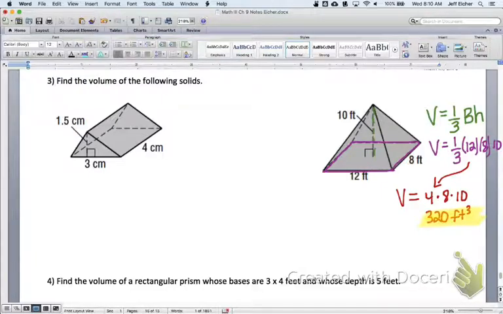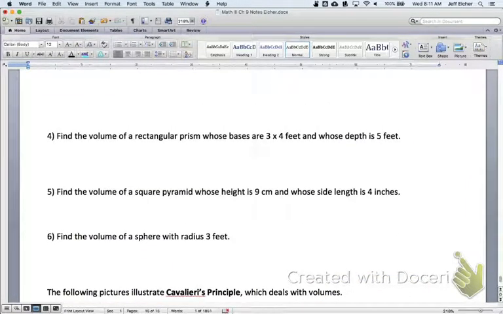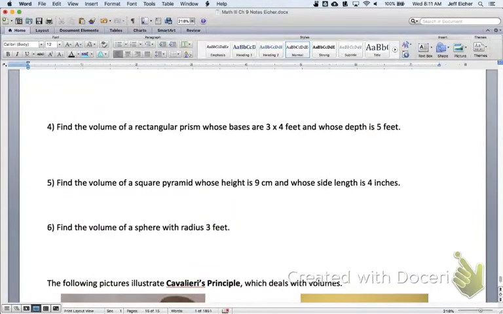So, here we are coming to a close. I would like you to try on your own, or with your neighbor, 4, 5, and 6. You'll notice 6 is talking about a sphere. You do have the volume formula on the front page, so plug those values in and get those answered for 4, 5, 6. Once you've finished 4, 5, and 6, please compare your answers with your neighbor, and I will come back soon and show you all of the answers. So please pause this video until everyone's ready to check out the answers. Thank you.